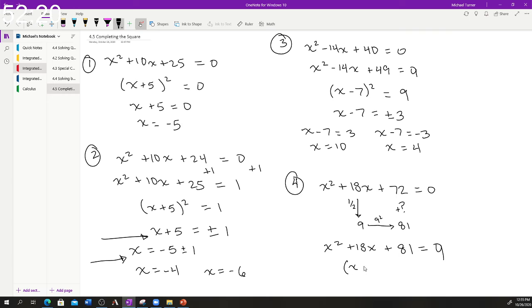Then I can rewrite the left as a perfect square. X plus 9 quantity squared equals 9. I'm going to take the square root on both sides to get x plus 9 equals plus or minus 3. And I'll subtract 9 here to get my two answers of x equals negative 12 and x equals negative 6.